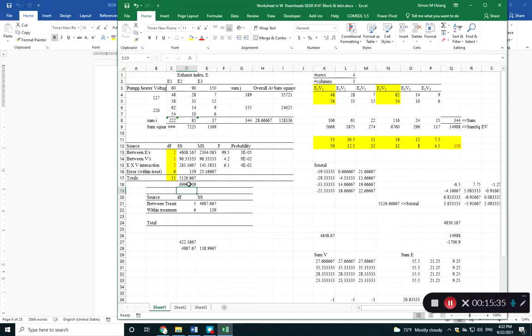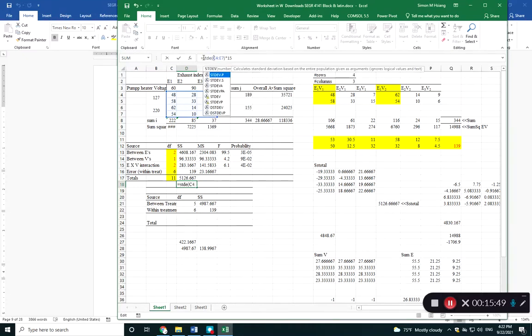Oops. Where did I go wrong? Okay, I know. Standard deviation squared.